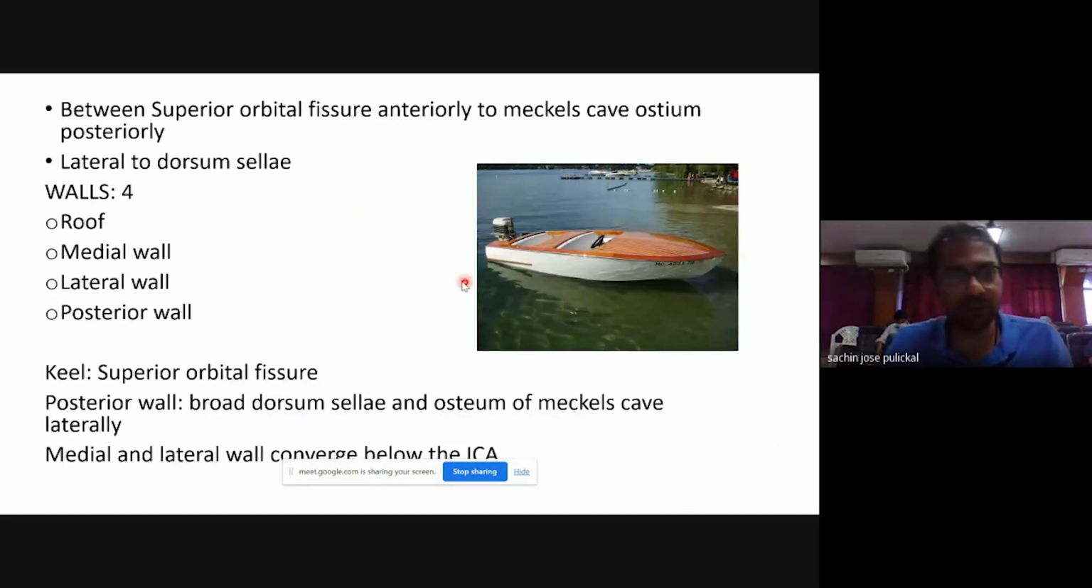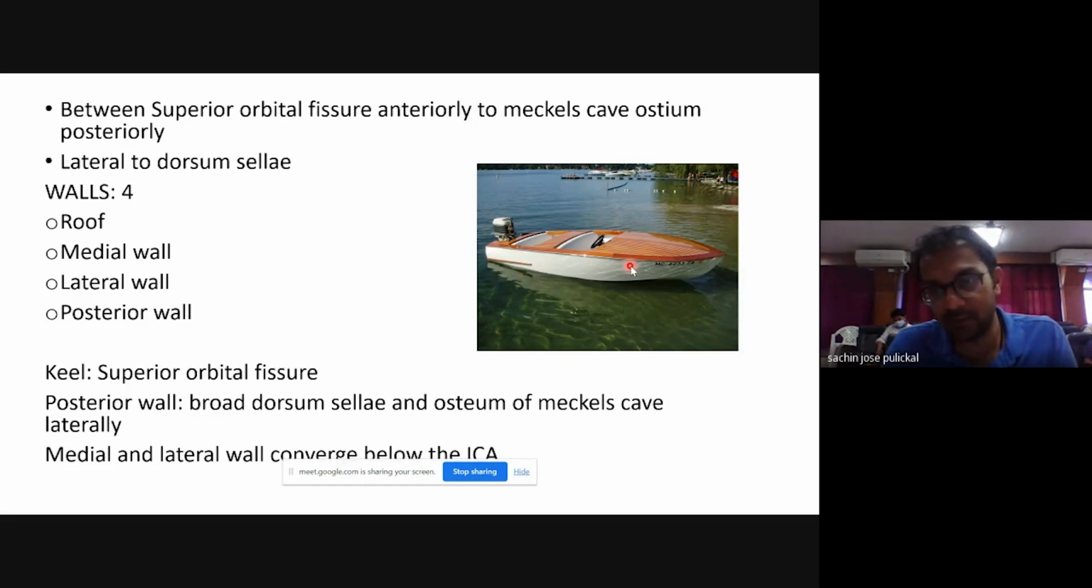So with this knowledge, we'll start the detailed surgical anatomy of the cavernous sinus. Whenever you study a thing, you have to understand what the walls are and the approximate three-dimensional shape of the area which you are interested in. So the cavernous sinus would look somewhat like this boat. This is a peculiar boat that is cut in the back. So it has a posterior wall, lateral wall, medial wall on the other side, and a roof. You have to notice that it doesn't have an anterior wall or a floor.